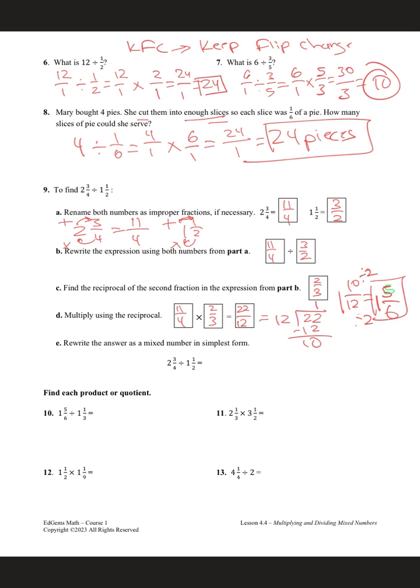So, rewrite the answer as a mixed number in simplest form. So 2 3/4 divided by 1.5 is 1 5/6.